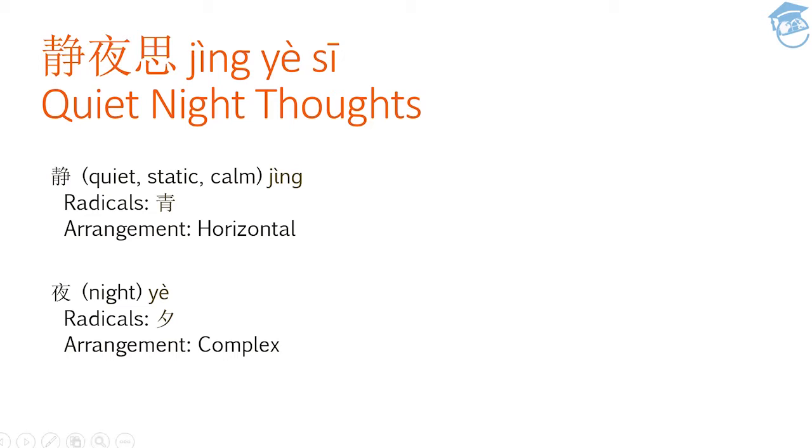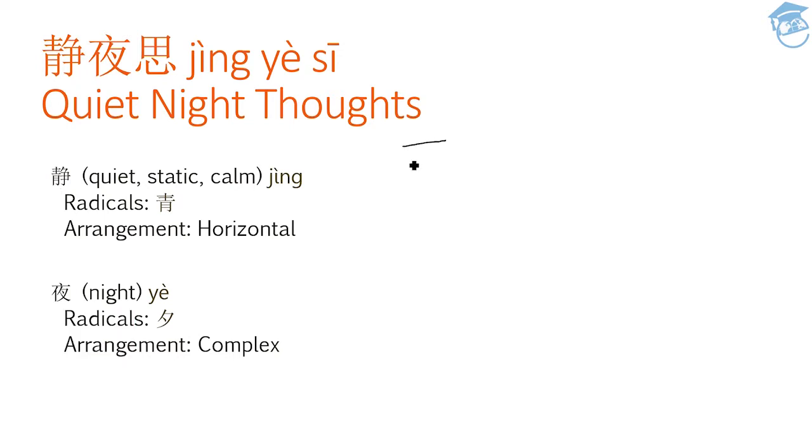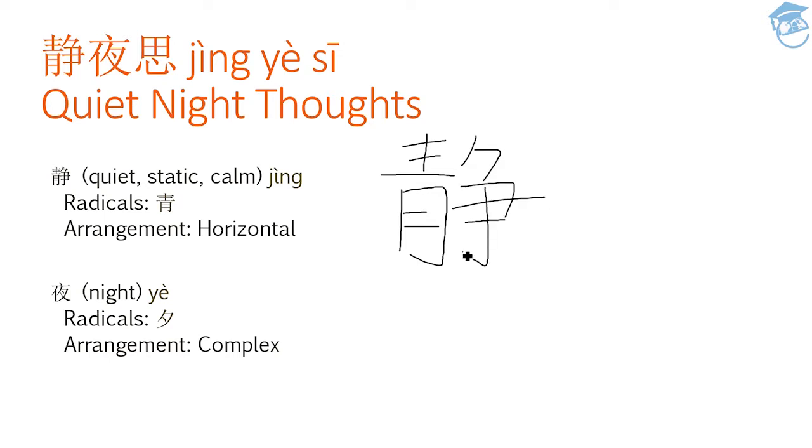So the first one is 静. 静 means quiet, or static, or calm. So you understand why it's being used here. It is to refer to as quiet. This is the pinyin 静 and the radical is this one. The arrangement is horizontal because you can see there's left and right components. Let's look at how to write 静. 14 strokes for this word, 静.